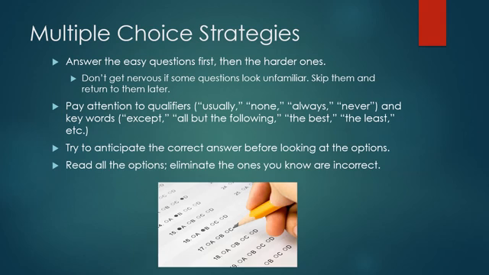Multiple choice strategies. Answer the easy questions first, then the harder ones. Don't get nervous if some questions look unfamiliar. Skip them and return to them later. Pay attention to qualifiers, usually, none, always, never, and keywords such as except, all but the following, the best, the least. Try to anticipate the correct answer before looking at the options. Read all the options. Eliminate the ones you know are incorrect.